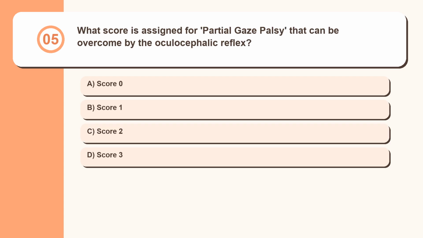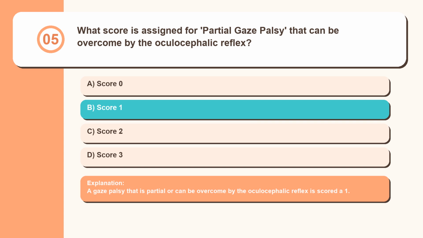Question 5. What score is assigned for partial gaze palsy that can be overcome by the oculocephalic reflex? Score 0, score 1, score 2, score 3. A gaze palsy that is partial or can be overcome by the oculocephalic reflex is scored a 1.